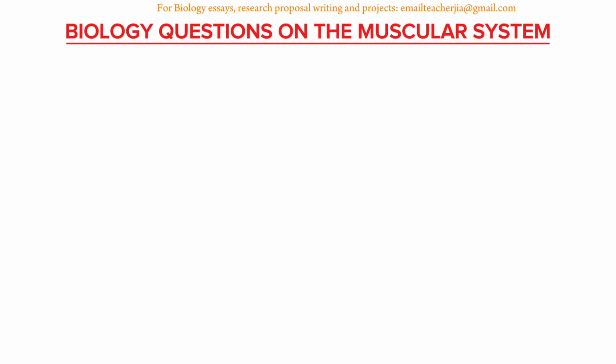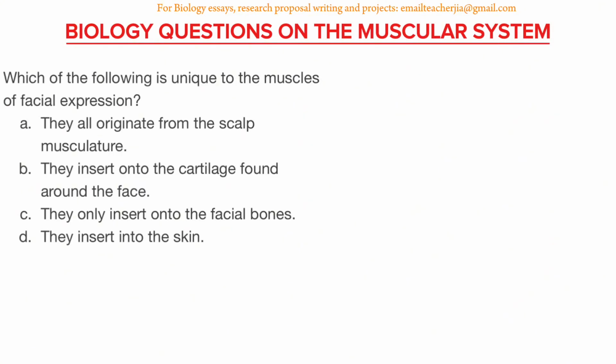Our first question is, which of the following is unique to the muscles of facial expression? A, they all originate from the scalp musculature. B, they insert onto the cartilage found around the face. C, they only insert onto the facial bones. And D, they insert into the skin. The correct answer is they insert into the skin.